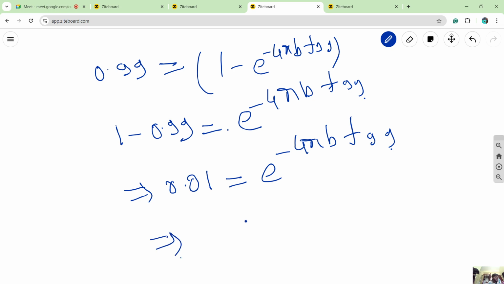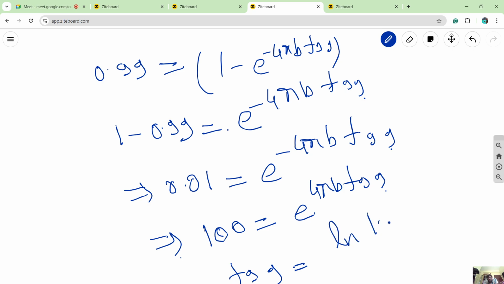From here you can easily derive F99. You have to take the logarithm here. So if you take the corresponding values, just write it: it will be 100 for exponential 4 pi b F99, or F99 will be logarithm of 100 by 4 pi b. This sort of value will come.